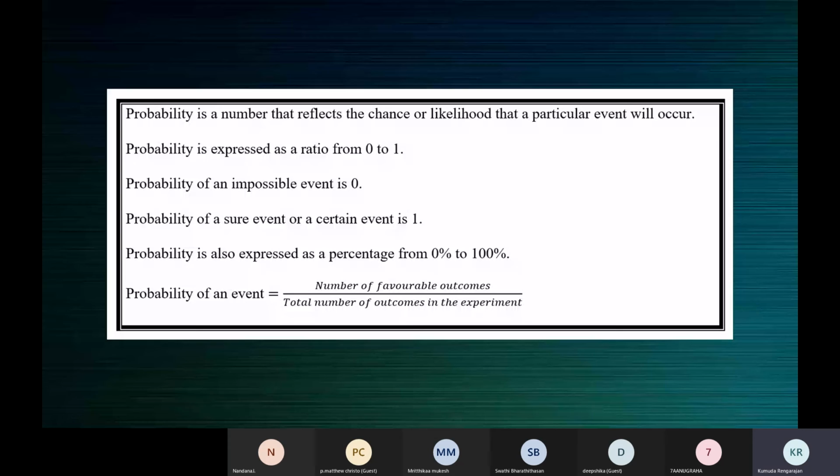But when you know that something is sure to happen 100%, like in the case of rolling a die, getting a number less than 7 is a sure event. You will get a number less than 7. So we say the probability of an impossible event is 0 and the probability of a sure event or a certain event is 1.